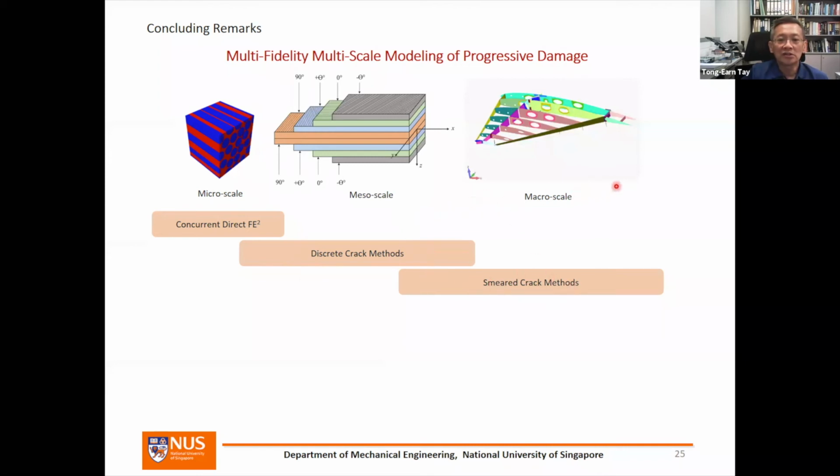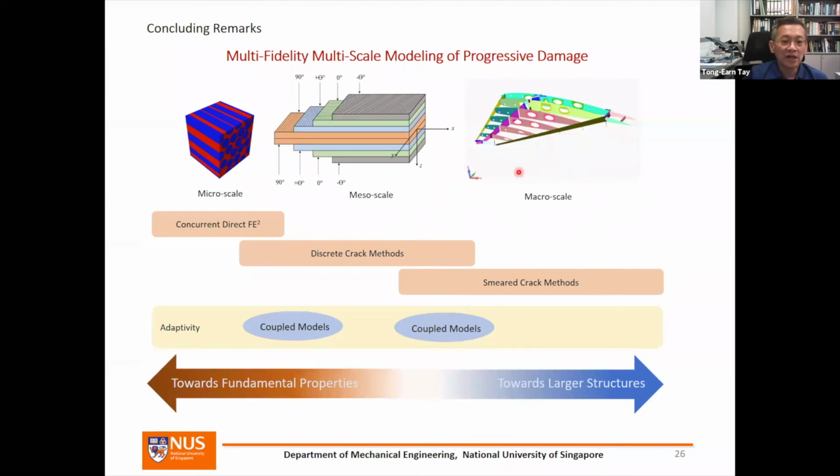But for a larger component scale, this again, discrete crack methods, it's not very practical. What we've done is that we have coupled some of these methods. So these discrete crack methods can be coupled with the direct FE square at the micro scale. And then the discrete crack methods can also be coupled with the smeared crack methods at the meso scale or higher, so that we can have a hope to model progressive failure at the larger structures.